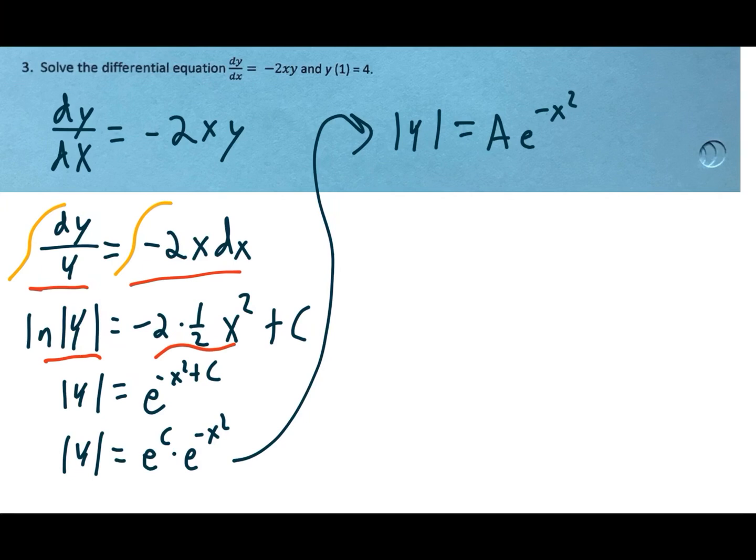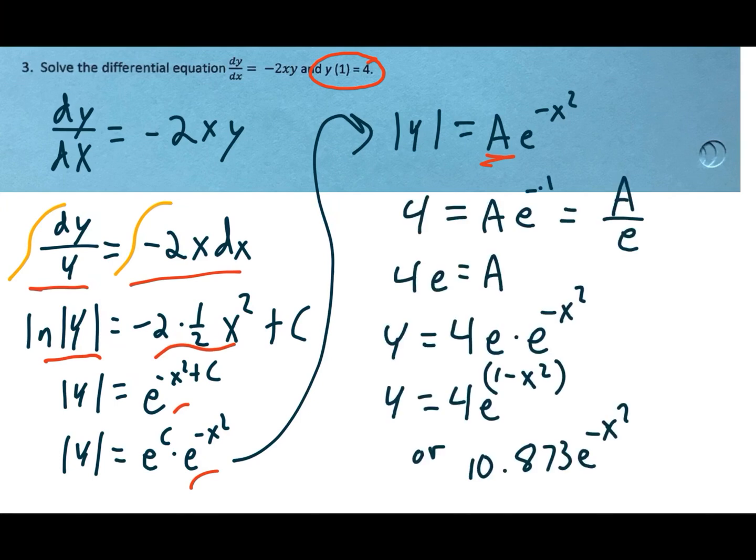And then again, I'm simplifying down, solving for y here, and that e to the c is equal to the a. So now from here I'm told y of 1 equals 4, and so I'll be able to finish out this problem and solve for a. Alright, so I plugged in the initial value here: I plugged in a 4 for y, and I plugged in a 1 for x, and so that gave me a times e to the negative 1, which is the same as a over e. So I multiplied the e over and got a equals 4e.